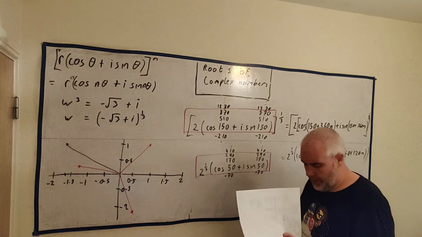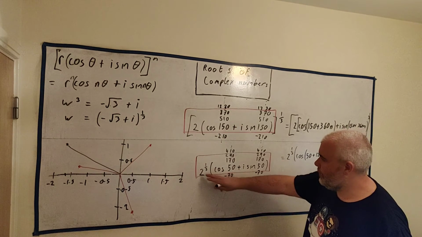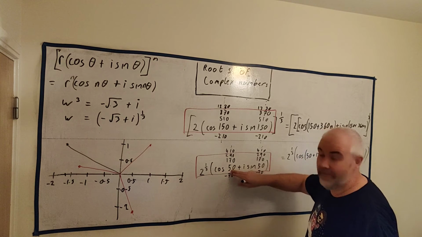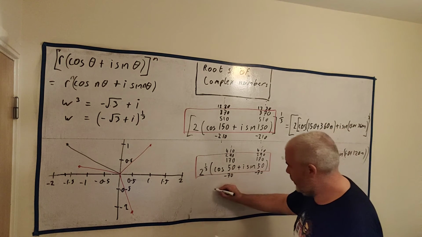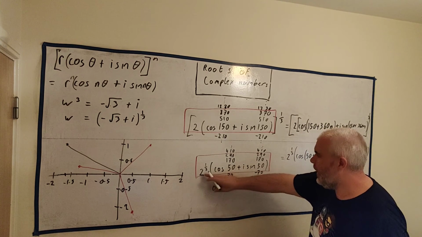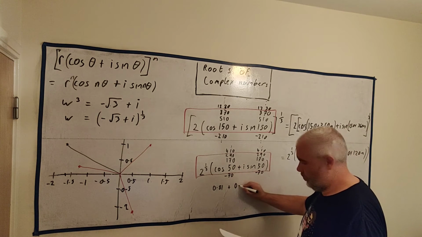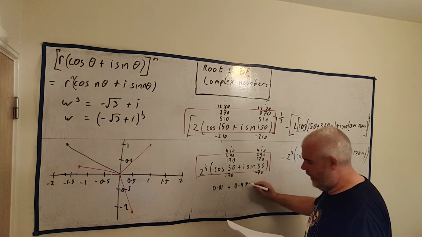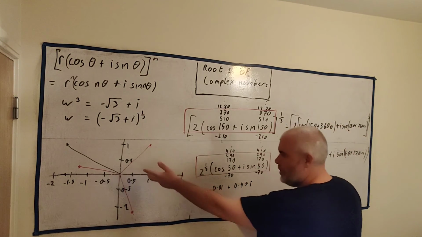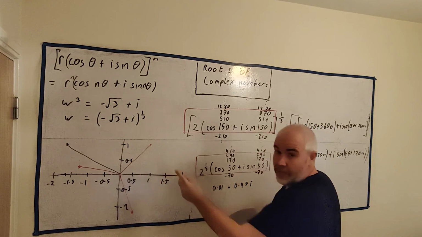I guess we could put this into a calculator to get it back into this form. We just need to multiply this out. 2 to the power of 1 over 3 multiplied by cosine 50. Put all that in a calculator, you'll get 0.81, rounded to 2 decimal places. Again, this multiplied by sine 50, you'll get plus 0.97i. There's an i here. So that's roughly this point here. My drawing is not too bad. Nearly 1 and nearly 1. So that's where that point is.